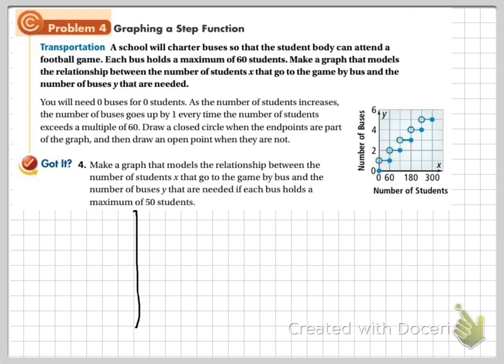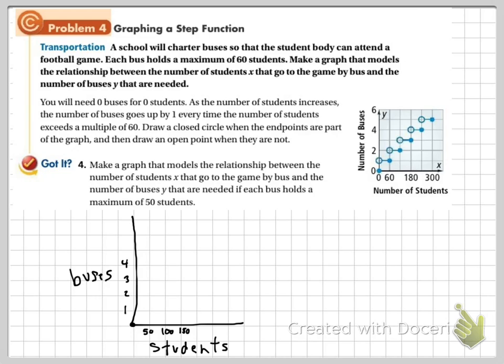So I'm going to graph it. X will be students, and our Y will be buses. So I'm going to go up by 50s for students: 50, 100, 150. And I'll go up by 1s on the side for buses. If we have 0 students, we need 0 buses. So I can put a point right there. But as soon as we have 1 student, we need 1 bus.